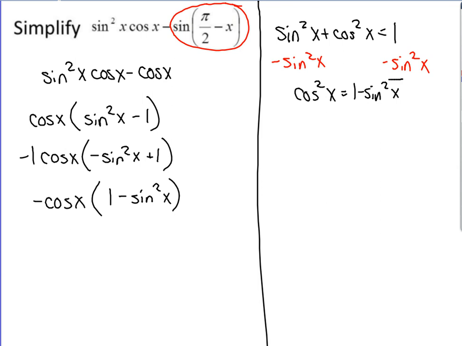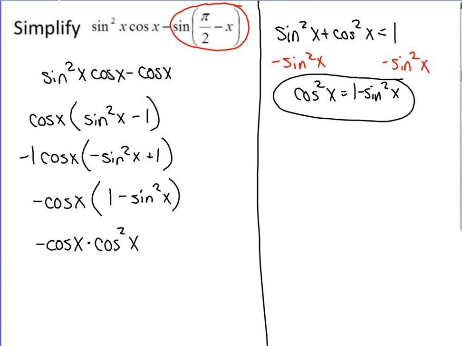Now we know from over here that 1 minus sine squared of x is actually just equal to cosine squared of x. And cosine times cosine squared, cosine to the first times cosine to the second, will give us cosine to the third x.